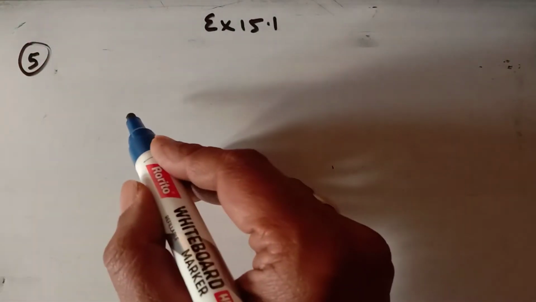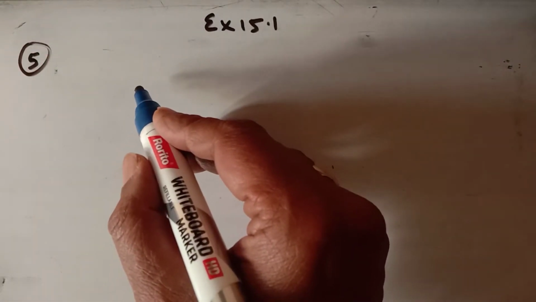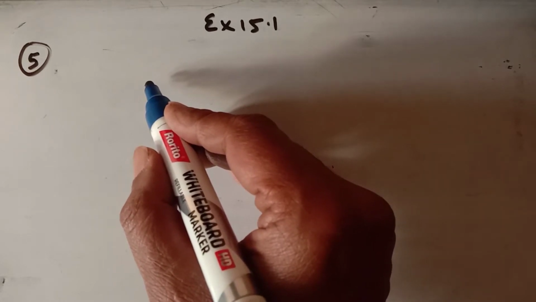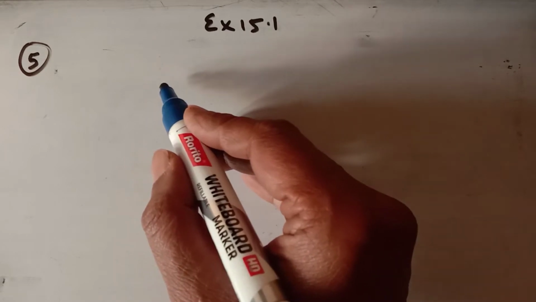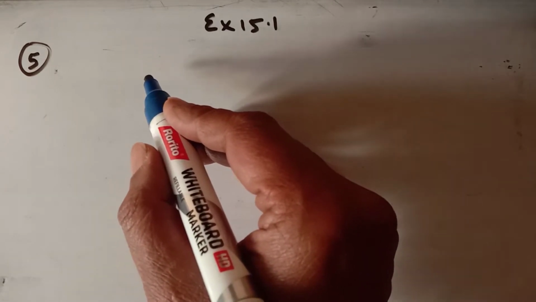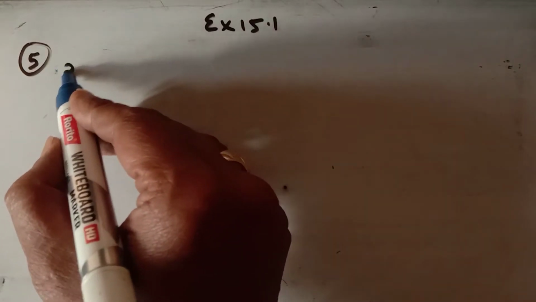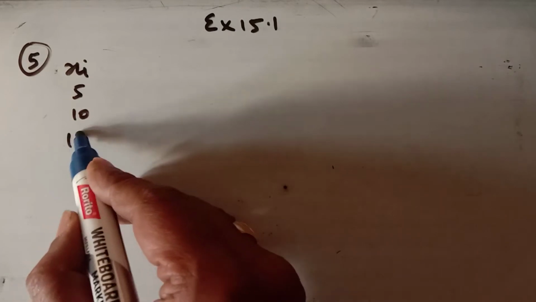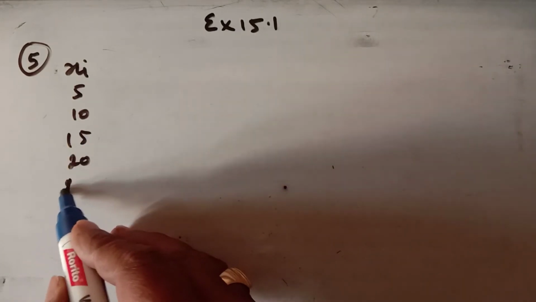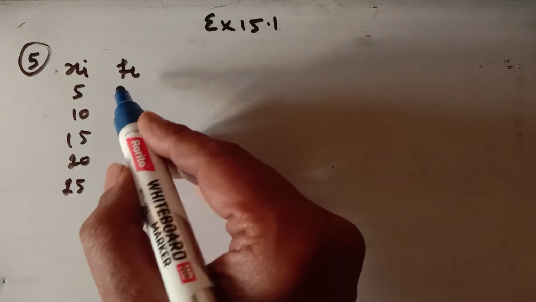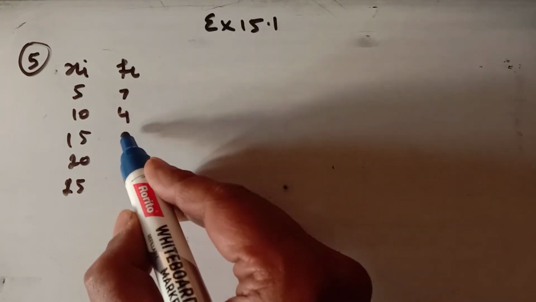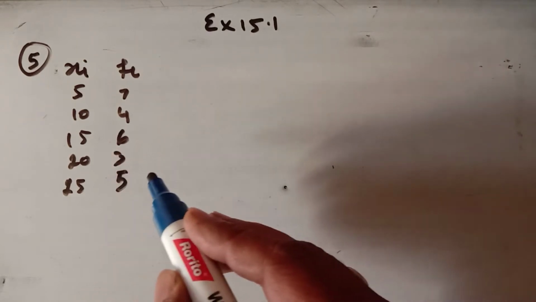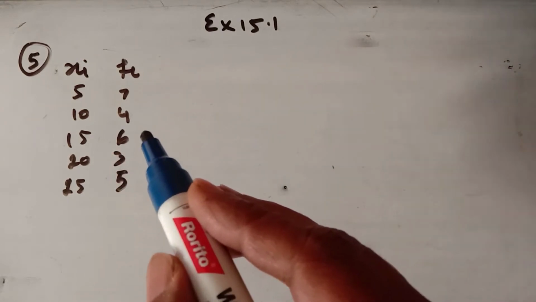In question number 5, you have to find the mean deviation about the mean of the following data. In questions number 5 and 6, it is grouped data in which the class interval is not given. So in question number 5, what data is given? The xi is given, that is 5, 10, 15, 20 and 25, and its frequency is 7, 4, 6, 3 and 5. You have to find the mean deviation about the mean.